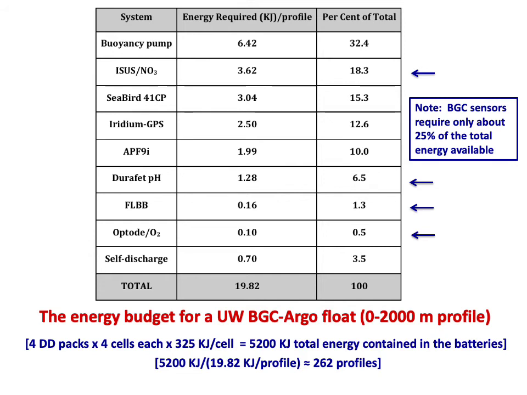If you add up all the energy in all the battery packs, we have about 5,200 kilojoules available. So just dividing one of those numbers by the other suggests there's enough energy for about 262 profiles. That agrees well with our experience with deploying these floats over a number of years. Note that the BGC sensors require only about a quarter of all the energy. The rest is devoted to the buoyancy pump, the CTD, and satellite communications. So BGC is a good deal here. It doesn't use too much energy in general.